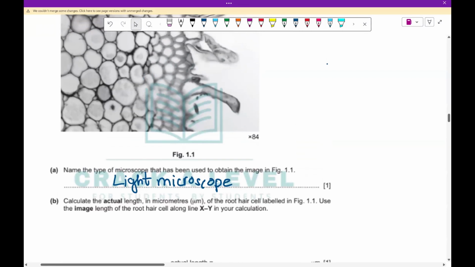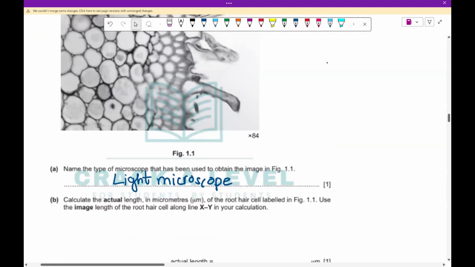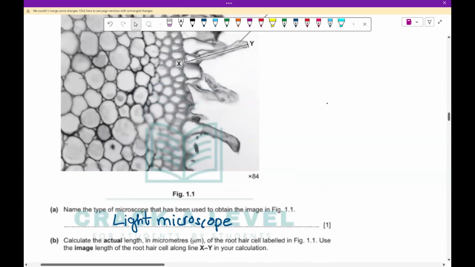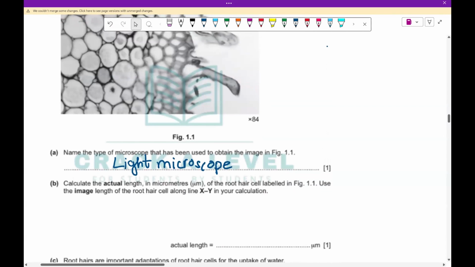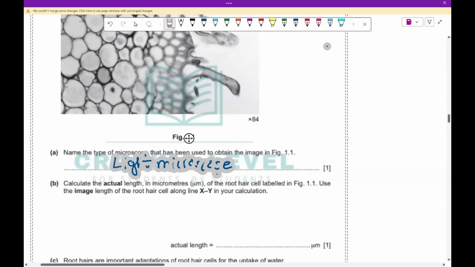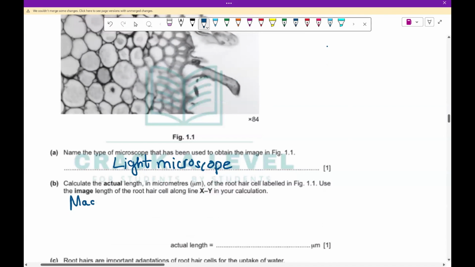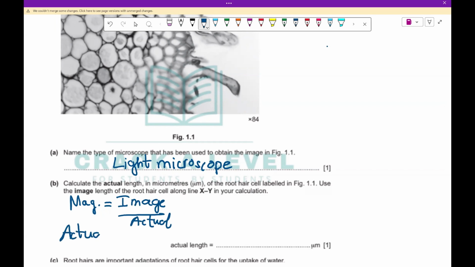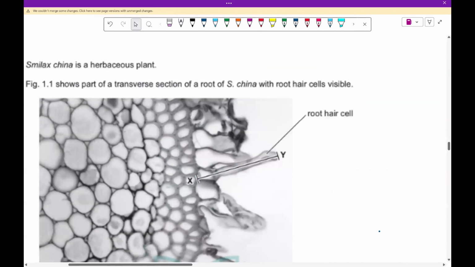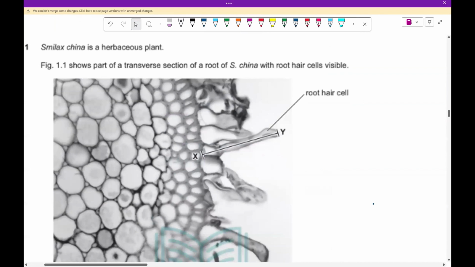Calculate the actual length in millimeters of the root hair cell labelled in figure 1.1. Use the image length of the root hair cell along the line XY. Okay, so we know that magnification is equal to the image over actual, right? So that means the actual is the image over magnification.